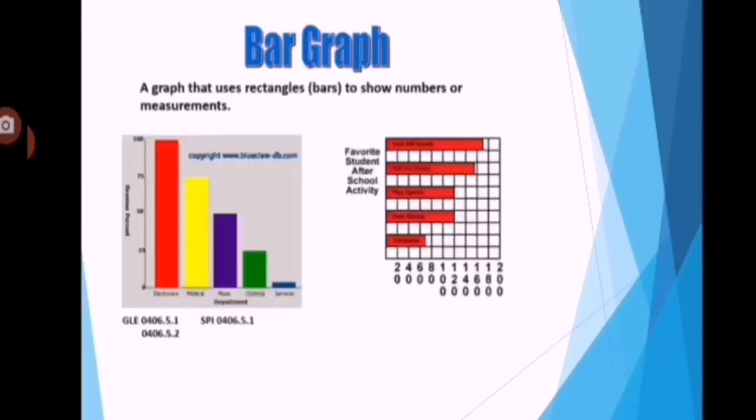This is the bar graph chart shown in the slide. Two types of bar graph chart: one is horizontal type, another one is vertical type. This is the vertical type or horizontal type. A graph that uses rectangular bars to show the number of measurements, shown in the slide. Vertical type and horizontal types are used in the bar graph in this slide.